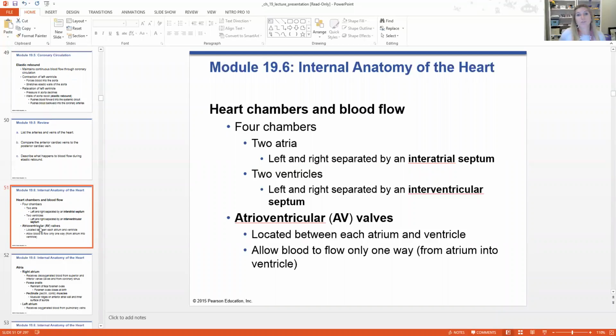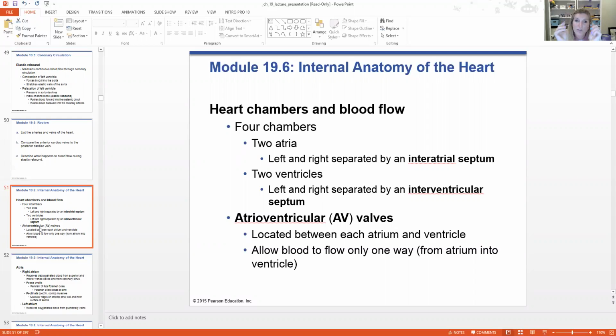So our heart is made of 4 chambers, and we've already talked about these in context, so this really shouldn't be life-changing for you, but now we're just defining them just in case you were unclear. So there are 2 atria and 2 ventricles. The atria are separated right and left sides by an interatrial septum. The ventricles, right and left, are separated by an interventricular septum.